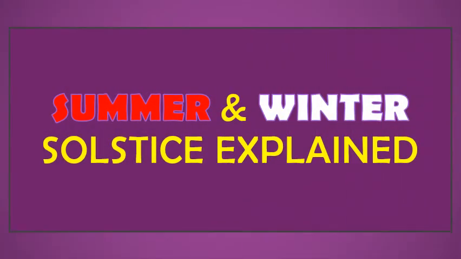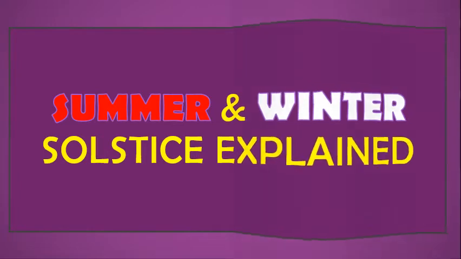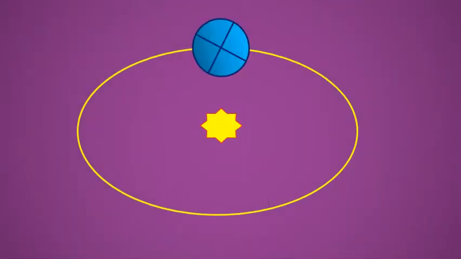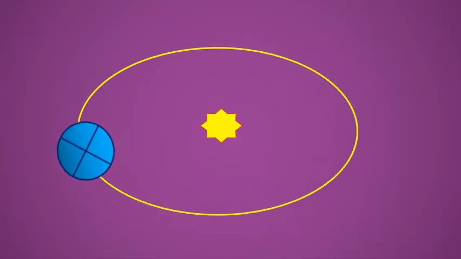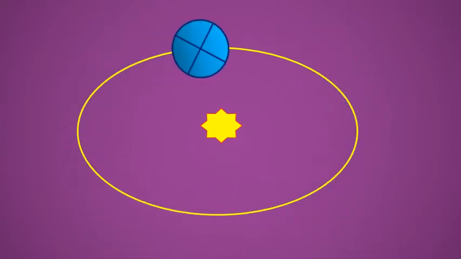Summer and winter solstice explained. As we know, the Earth revolves around the Sun in an elliptical orbit along with rotation around its own axis.